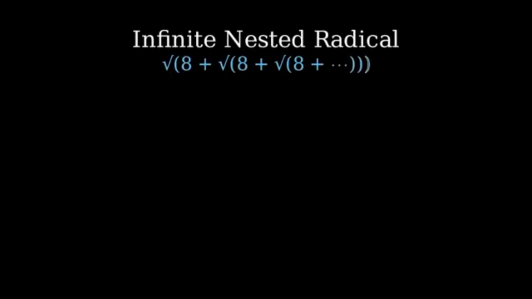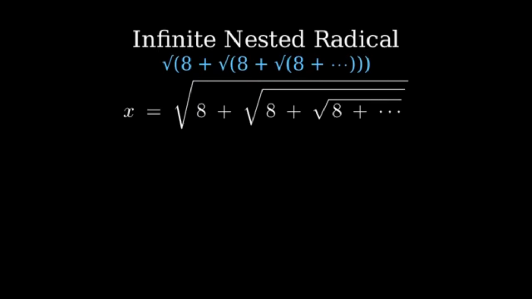Today we're tackling one of the most elegant infinite nested radical expressions you will ever see. The square root of 8 plus the square root of 8 plus the square root of 8, continuing forever. In math notation, that is the square root of 8 plus the square root of 8 plus the square root of 8, and so on without end. This kind of infinite nest looks intimidating at first, but the solution is surprisingly clean and exact.